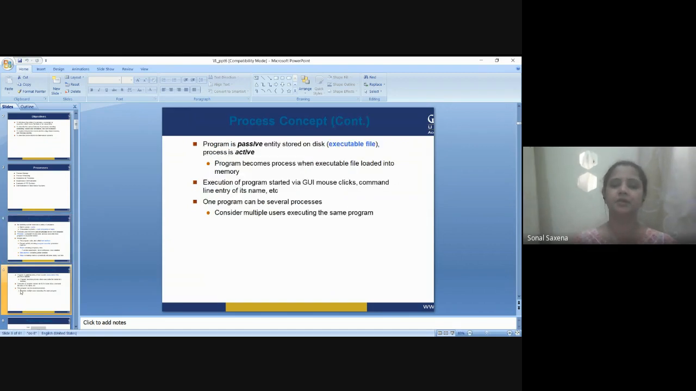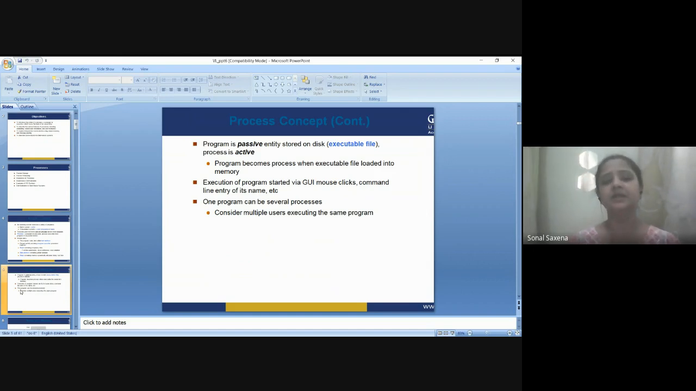Now, see, the program is basically a passive entity which is stored on the executable file, but the process is active. Now, understand what you mean by this statement? What does this statement say? See, the program is passive.